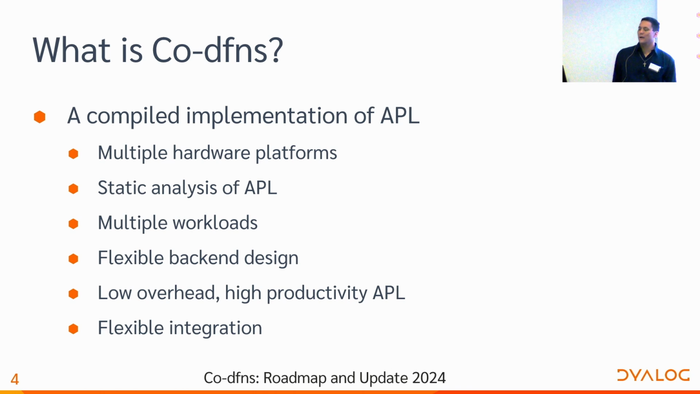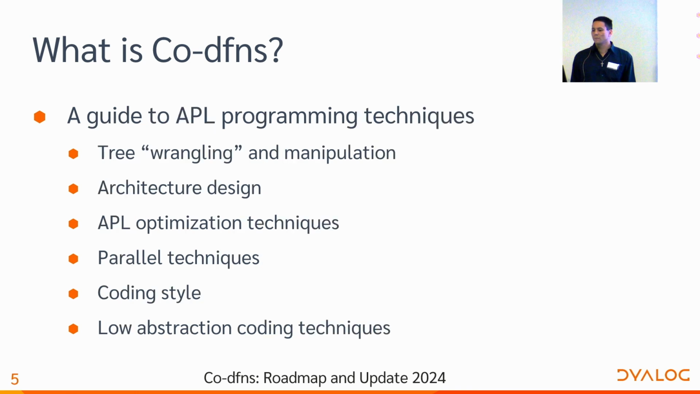We have a flexible backend design to try to improve the portability of the implementation, and we're targeting a low overhead, high productivity type of APL. That's our goal, to really reduce the overheads associated with running and executing APL. And one of the things that has become really important is our ability to flexibly integrate into environments that you might not otherwise be able to use APL for. And what that means, we'll talk about a bit more.